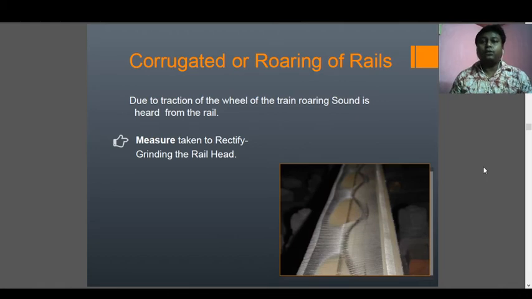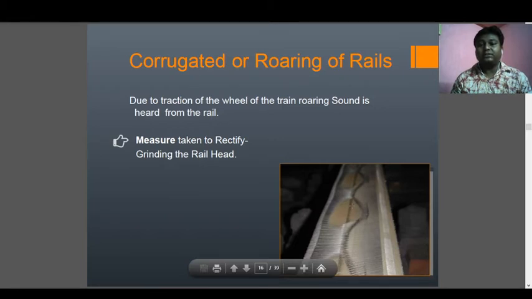So this is the corrugated or roaring rails. If you see, this is the track, and some undulations are there. Some parts are not affected so much, but some parts are badly affected due to the movement of the train. So due to the traction of the wheel of the train, a roaring sound is heard from the rails.